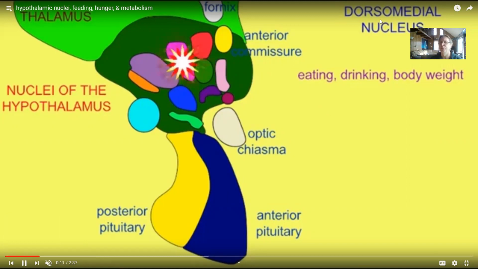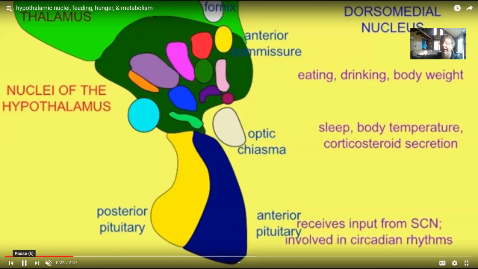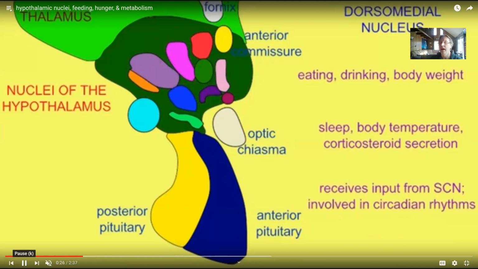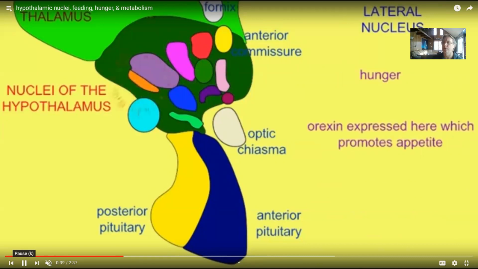So here's the dorso-medial nucleus. So it's dorsal, but it's also in the middle. So it's medial. So they all have names. Many of these nuclei have roles in some aspect of feeding. So we obviously get hungry, we get thirsty, we become satiated where we're no longer hungry or thirsty. We release hormones which affect metabolic rate.